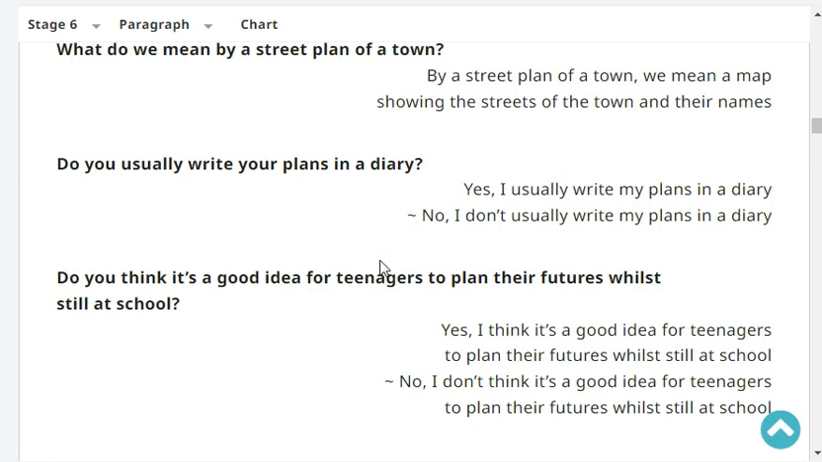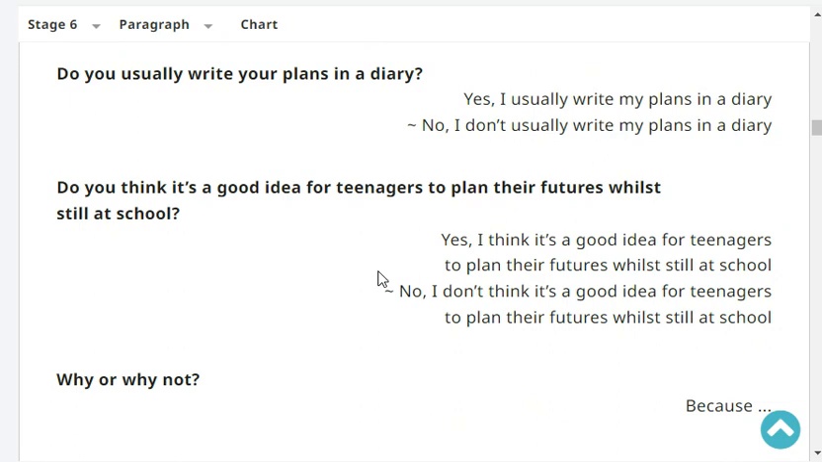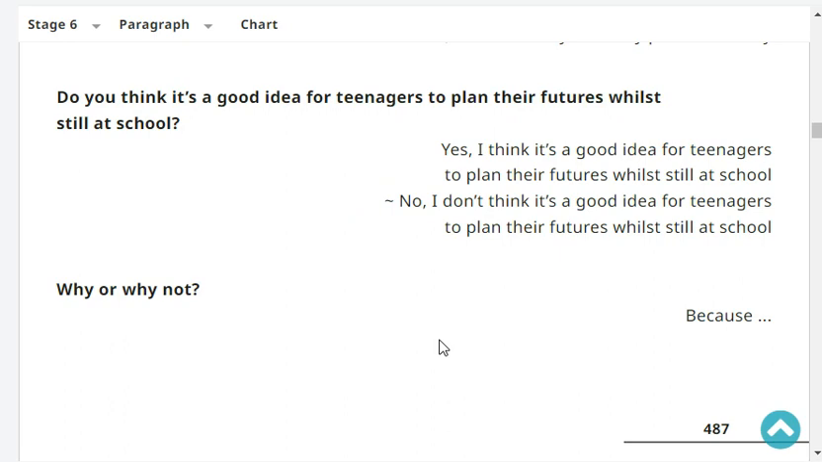Yes or no? Yes, I usually write my plans in a diary. Very good. Do you think it's a good idea for teenagers to plan their futures while still at school? Yes or no? Yes, I think it's a good idea for teenagers to plan their futures while still at school.